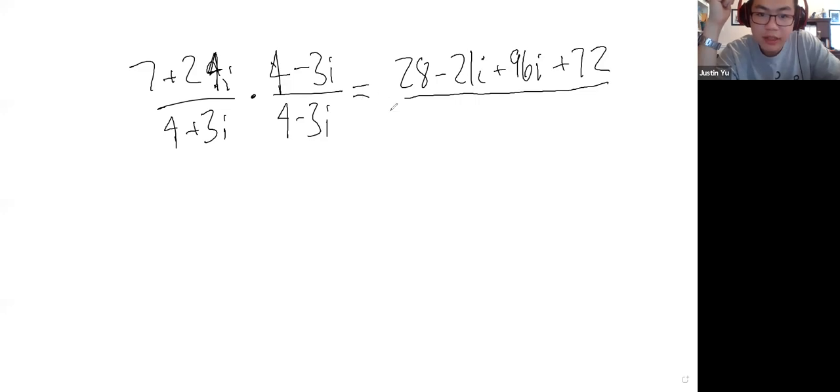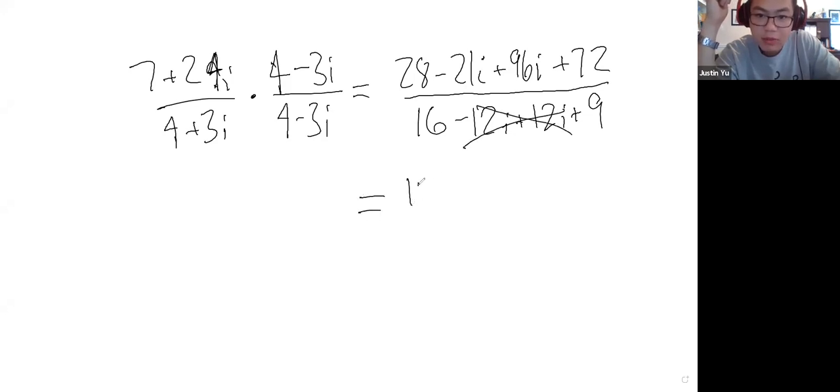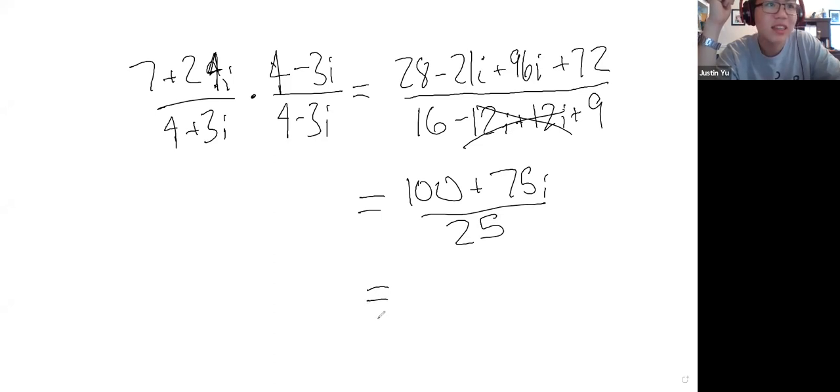And we're going to divide this by, what is this? Now we have to multiply the bottom. All right, this is 16. Next we have minus 12i. Next we have plus 12i. I like where this is going. And finally we have 9. So this cancels out. And when we combine terms exactly like we did before, we have 100 plus 75i over 25. So if we simplify this, what do we get? 4 plus 3i.